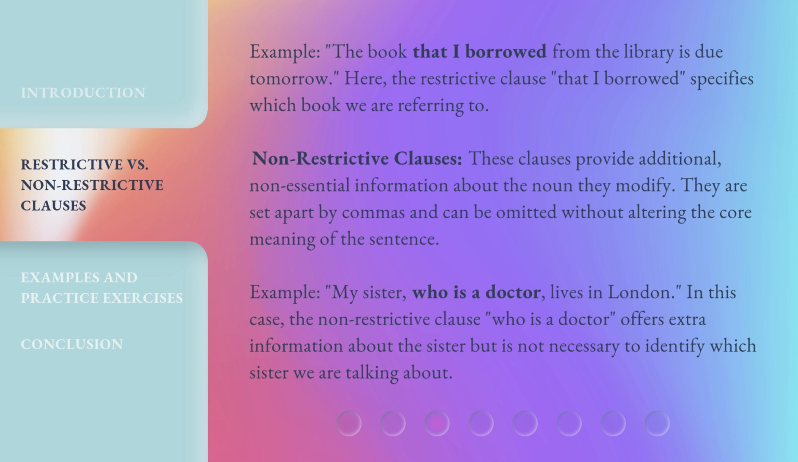Non-restrictive clauses. These clauses provide additional, non-essential information about the noun they modify. They are set apart by commas and can be omitted without altering the core meaning of the sentence. Example: my sister, who is a doctor, lives in London. In this case, the non-restrictive clause, who is a doctor, offers extra information about the sister but is not necessary to identify which sister we are talking about.